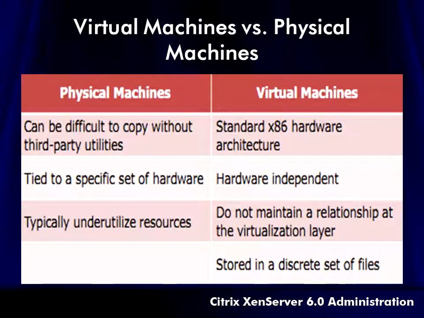Now, physical machines are tied to a specific piece of hardware, which means that if you've installed something on a Dell server, Dell utilities and Dell appliances and Dell hardware and peripherals are tied to that particular physical machine. Virtual machines are hardware independent. It doesn't matter if you've installed that operating system on Dell hardware, you can just as easily move it over to HP or IBM or some other piece of hardware. Physical machines are typically underutilized. Virtual machines really maximize the utilization of the physical box.